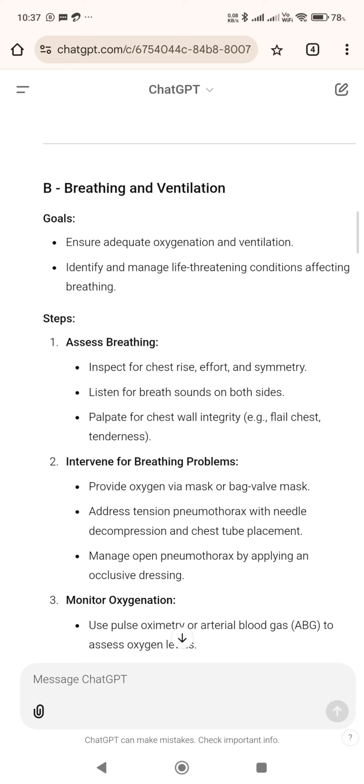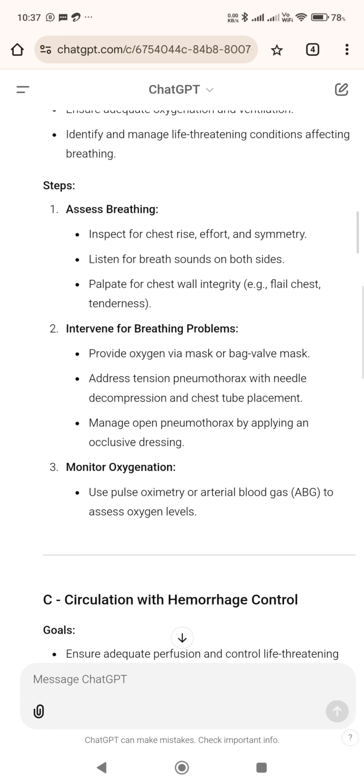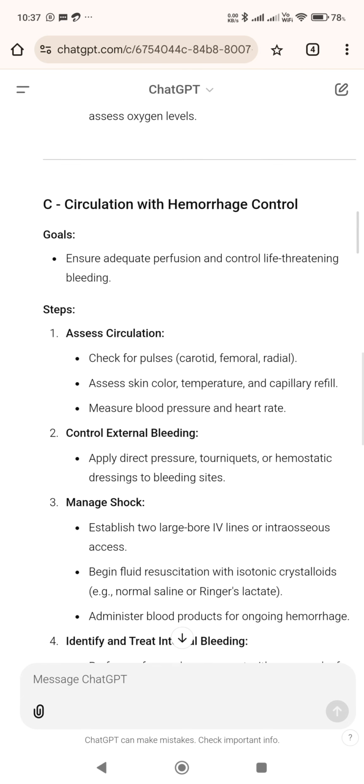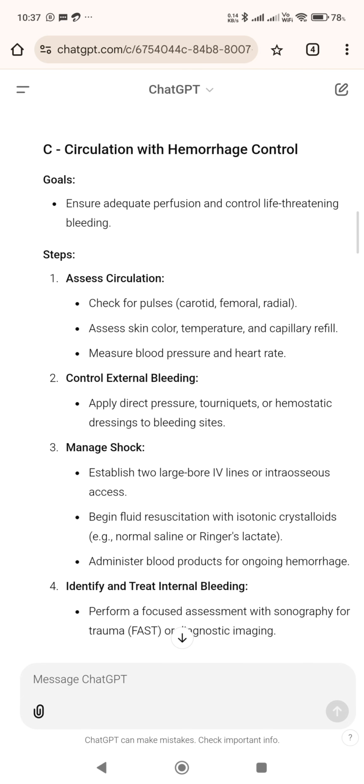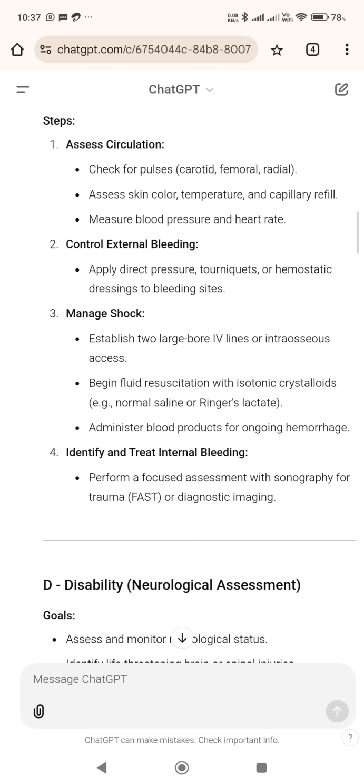C. Circulation with hemorrhage control. Goals: ensure adequate perfusion and control life-threatening bleeding. Steps: 1. Assess circulation. Check for pulses, carotid, femoral, radial. Assess skin color, temperature, and capillary refill. Measure blood pressure and heart rate. 2. Control external bleeding. Apply direct pressure, tourniquets, or hemostatic dressings to bleeding sites.